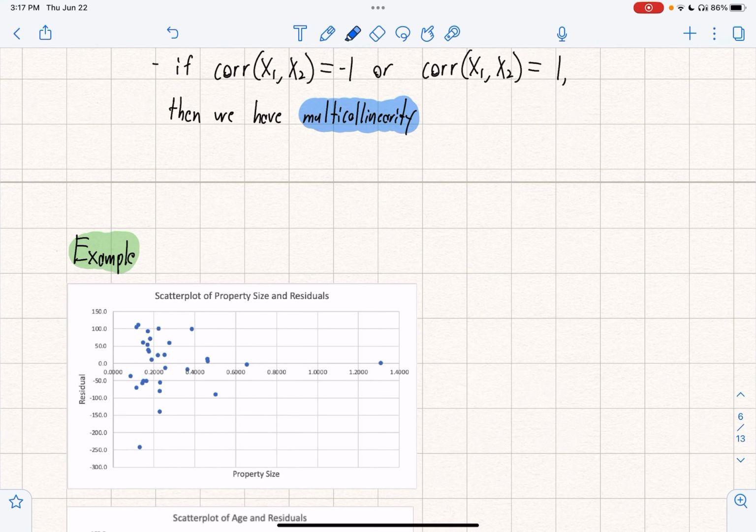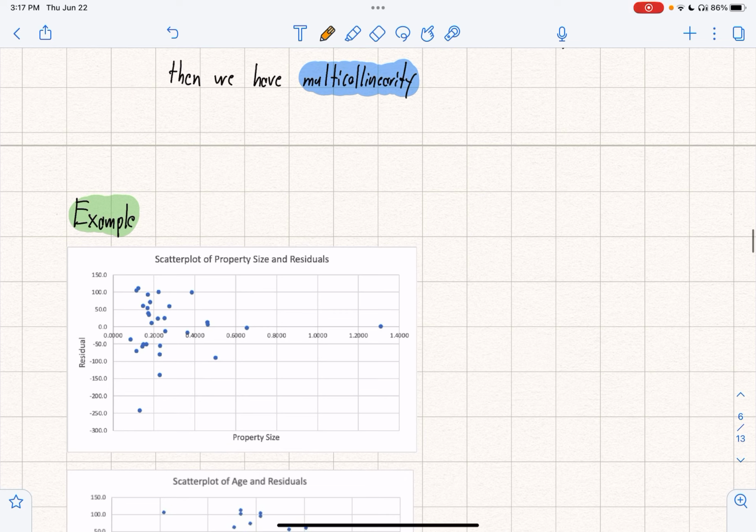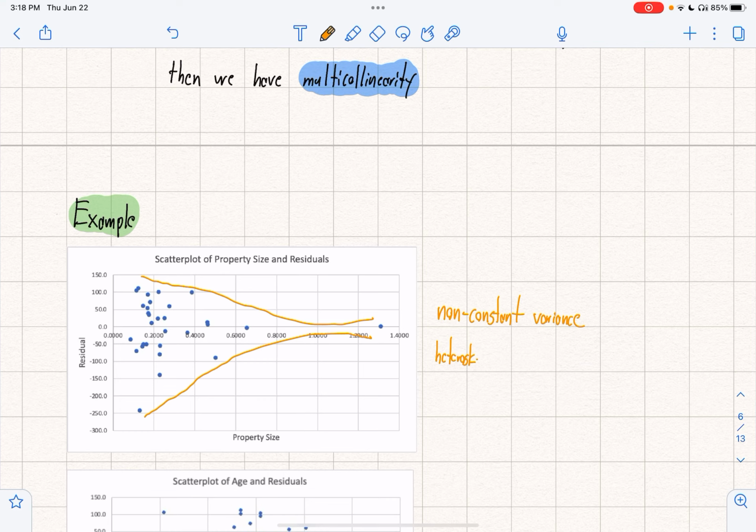We're still working with our property value example. This first is the scatter plot between property size and our residuals. Here we might actually say we don't have constant variance. If you look at these values, we have this pattern going on. So we might say non-constant variance, or heteroscedasticity. I don't even know how to spell it. So that might actually be violated here.